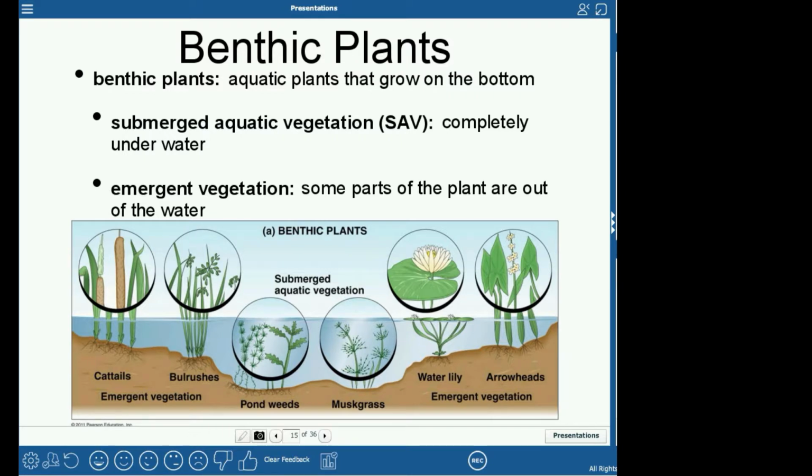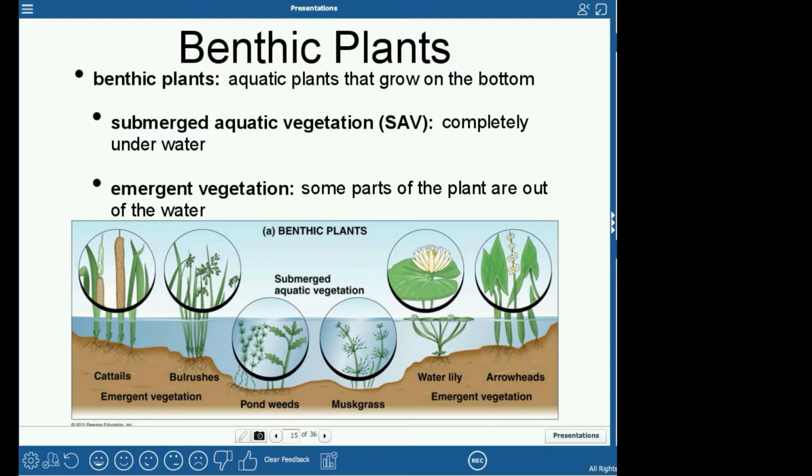So let's talk about the things that are living in the water, and then we can work a little bit on eutrophication and things like that. So benthic plants are plants that grow on the bottom. That's what benthic means, basically bottom. So all these plants grow on the bottom. Because you can have benthic plants that are stuck to the bottom, and then you can have floating algae that would grow up here. Submerged aquatic vegetation is things that live completely underwater. So that would be these guys. These two live completely underwater.